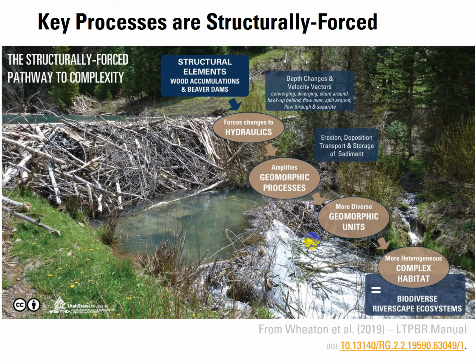Key processes are structurally forced. So this little diagram is of the structurally forced pathway to complexity. And if you look at the virtual field tour that accompanies tomorrow's Module 3, this is laid out in some examples there as well. And so the idea is you have structural elements. So this is just anything. The ones we're going to focus on in this workshop are wood accumulations and beaver dams. They could be natural like that, or they could be unnatural. It could be a bridge pier, Detroit riprap, a shopping cart, anything that gets in the way of free-flowing water. And when it does that, it forces changes to the hydraulics.